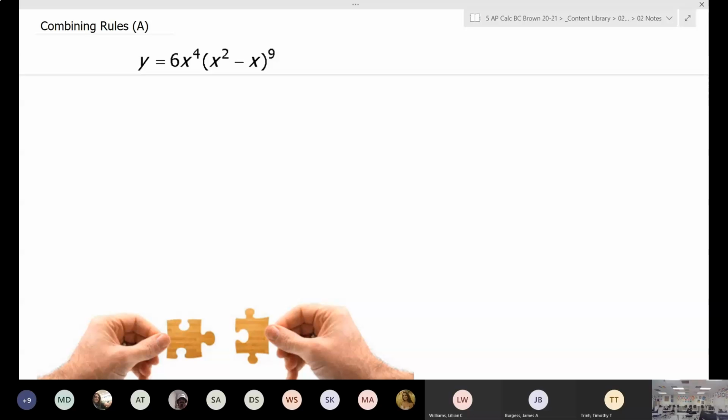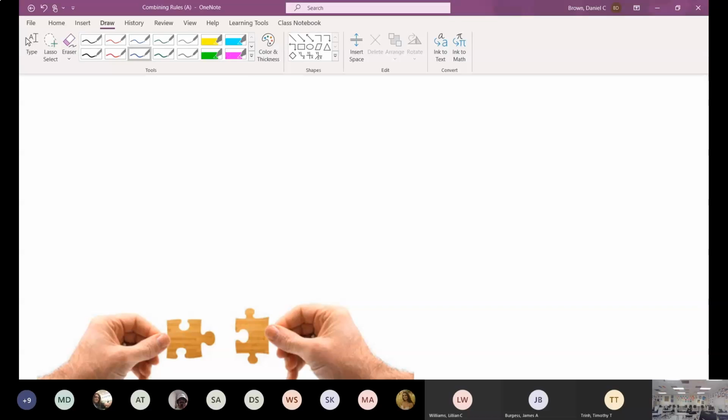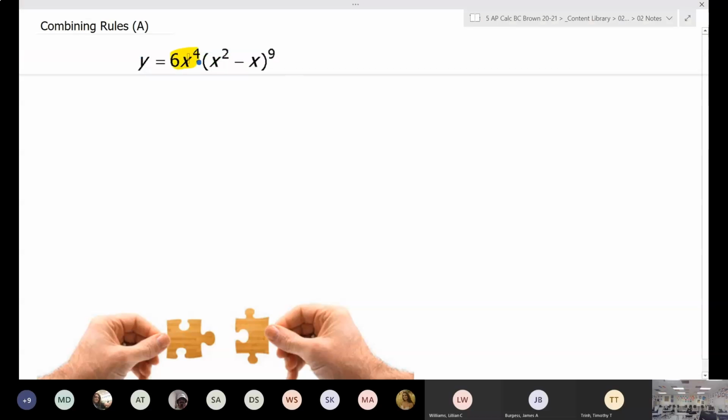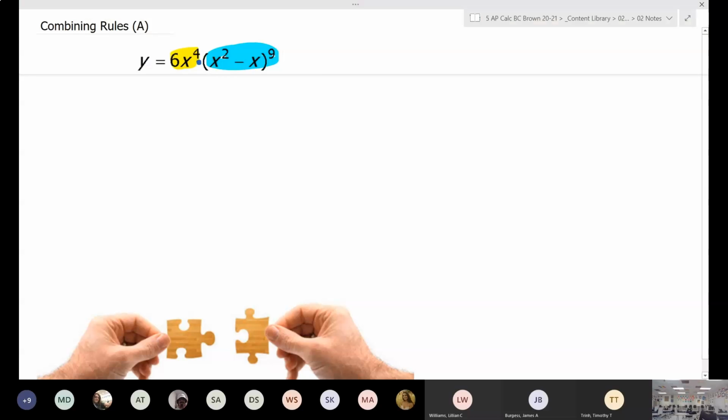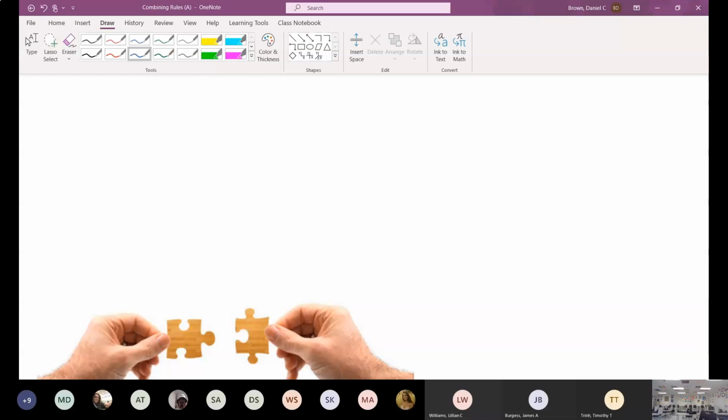This would be an example that uses a product and the chain rule. I know it's the product rule because I have 2 things being multiplied and they both have x in it. So I have this 6x to the 4th, and then I also have this x squared minus x to the 9th. And so I am using the product rule. The second one, since I have something raised to the 9th power, is where I'm going to have to use the chain rule. So taking the derivative, we just have to think about all of our rules happening together at once.